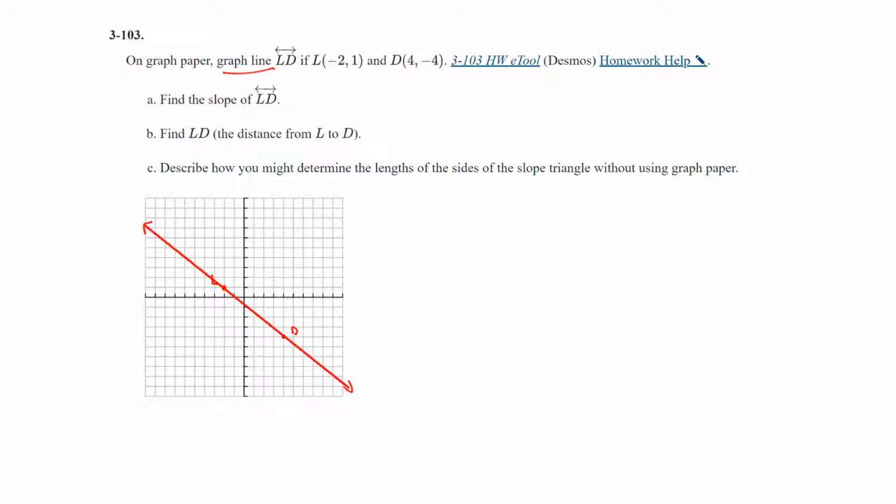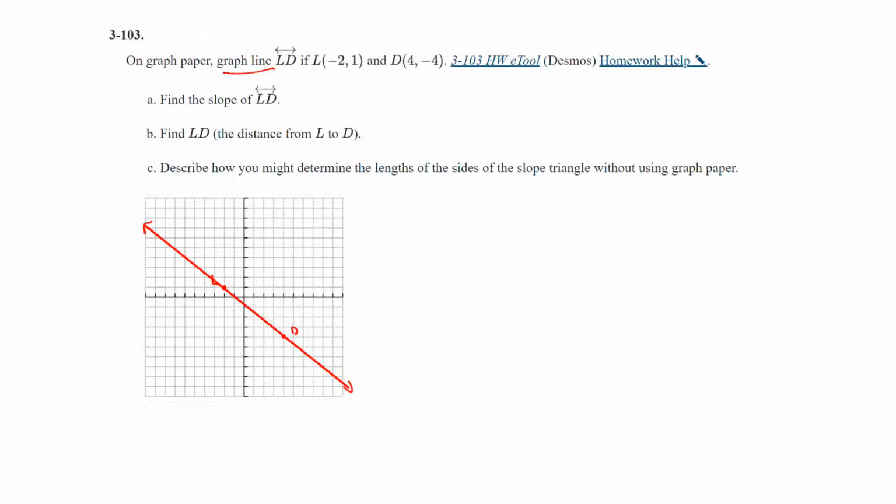So we've graphed the line, now we want to find the slope of the line LD. To find the slope, we can do our slope triangles. You can also use the two points and set up your slope formula, change of y over the change of x. You can use a table to do that. I'm just going to go ahead and use the slope triangle, and from point L to point D, I guess maybe I'll go the other way.